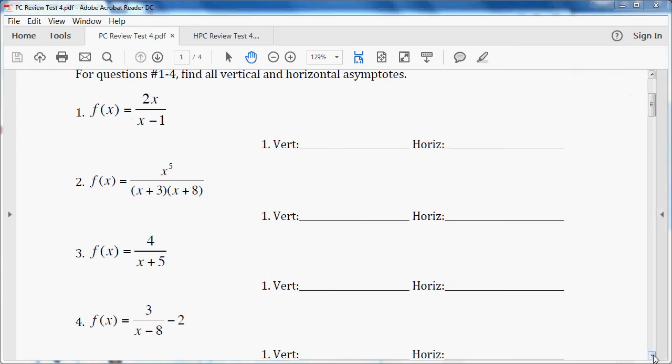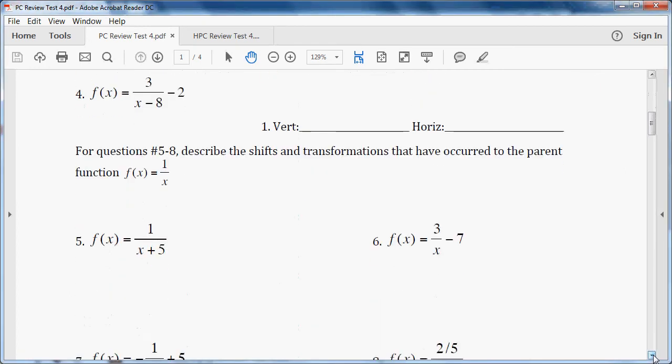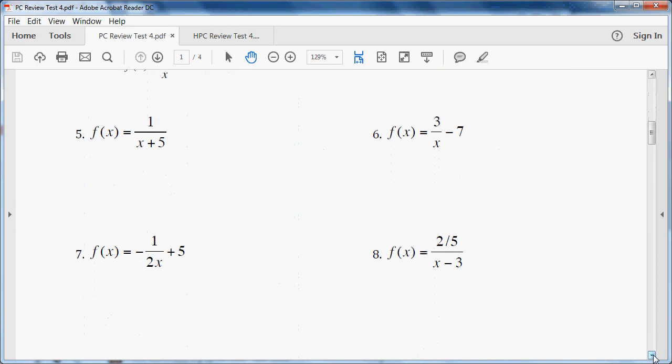Next up, these are all identical on both of yours, so no problems we need to worry about here. We want to talk about the shifts and the transformations. When we're dealing with rational stuff, we have to think of the denominator as the inside, so to speak. So on number 5, we are adding 5 to the x, just the x, because it's basically on the inside of the denominator. So when you add 5 to just the x, that's going to shift it left 5.